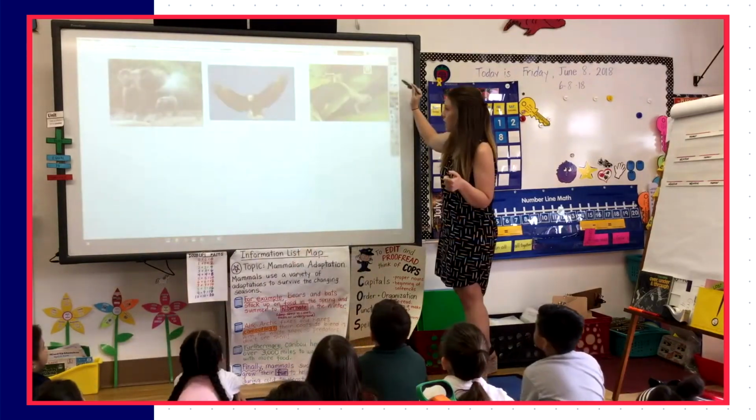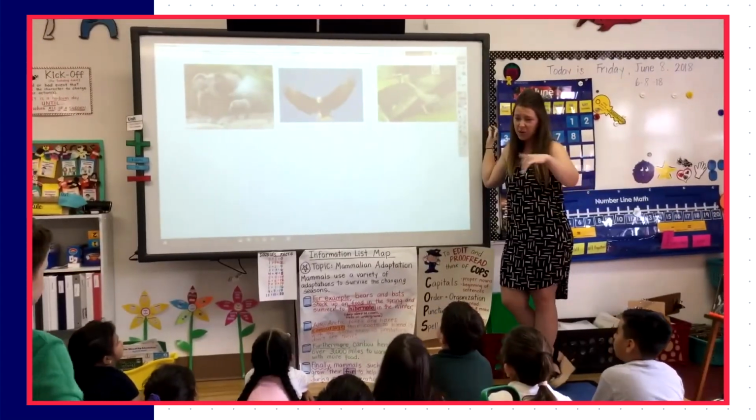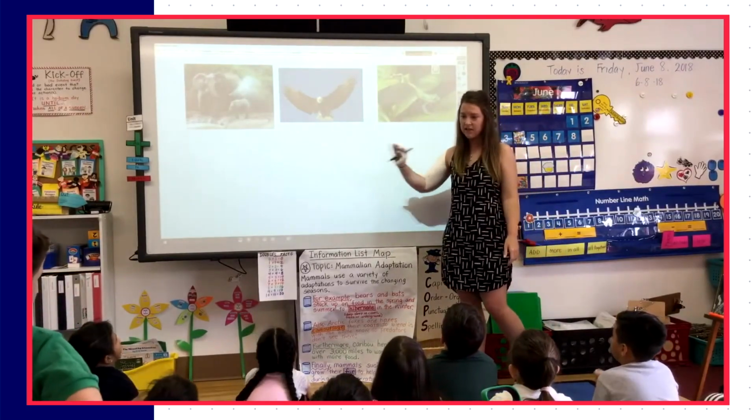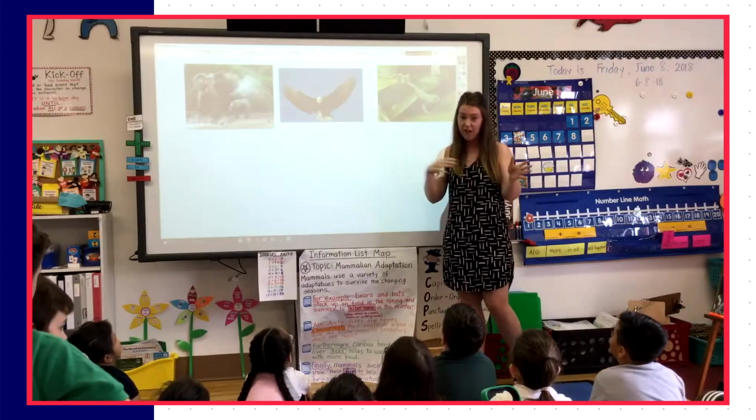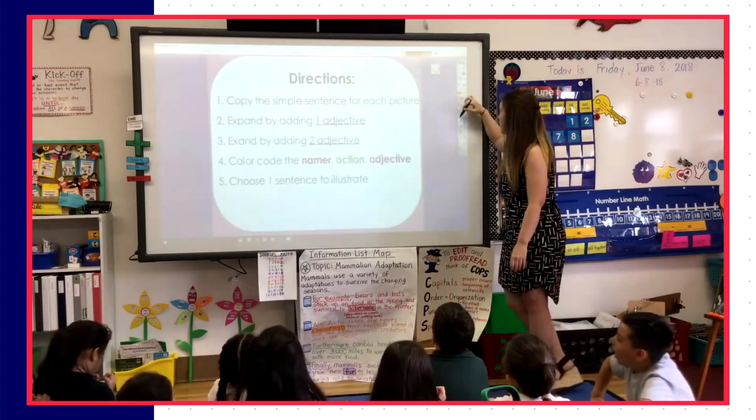So your job at your seat is going to be looking at these three pictures. We're going to come up with the simple sentences ourselves. Your job is to expand them and make them juicier. And then we're going to share, because everyone's sentences are going to be different. So let's go over our directions.